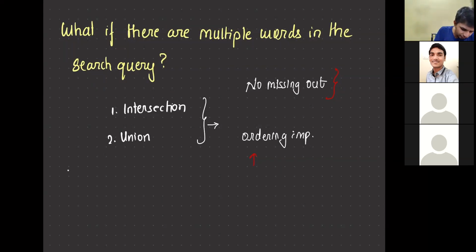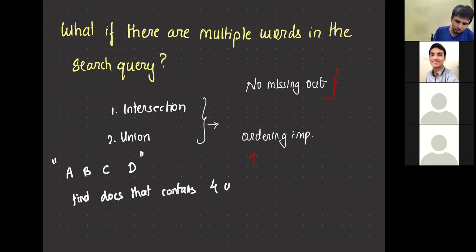So let's say I have a query like A, B, C, and D. So this is my single search query having 4 terms. A good way to do it is to first start with intersection. So find documents that contain all 4 words, A, B, C, and D. This would be the top ranked documents. Then you move to 3 words. Out of the 4 words in the search query, find the documents in which there are at least 3 words, or exactly 3 words, right? And then 2 words, and then 1 word.